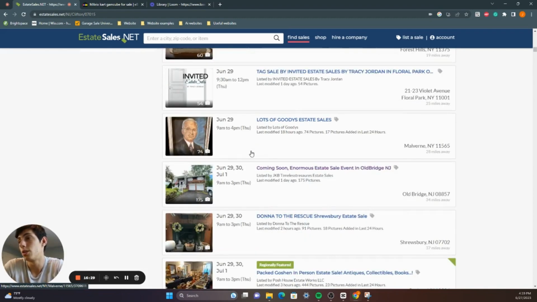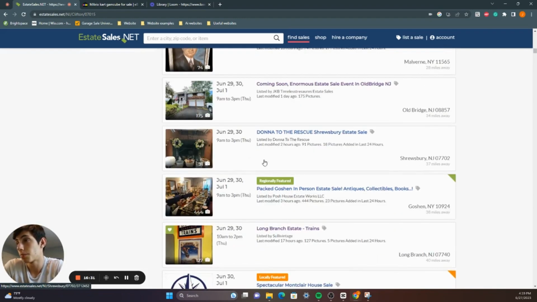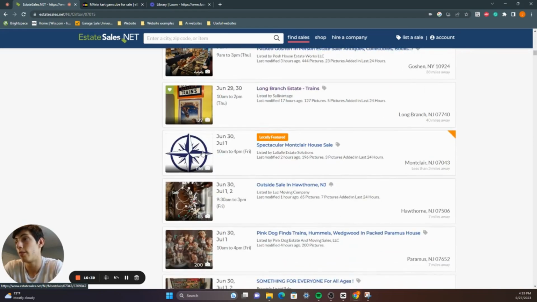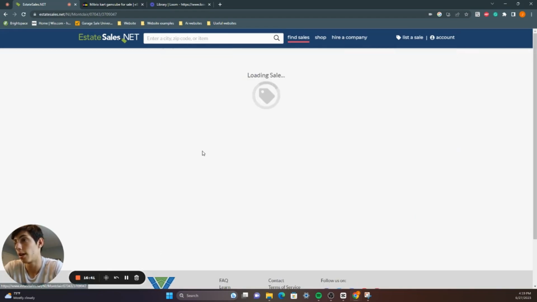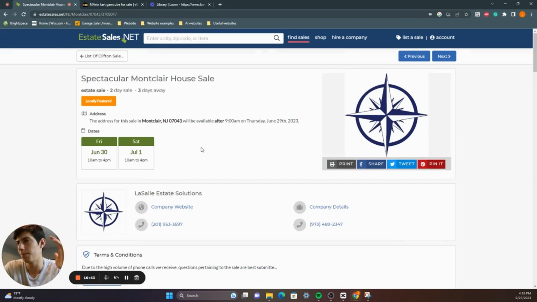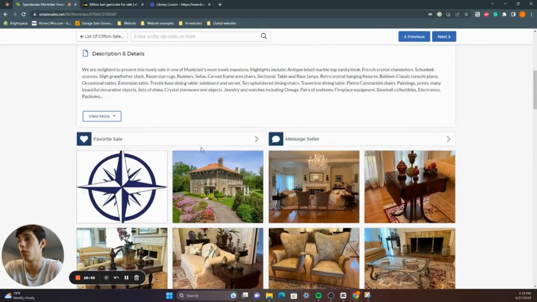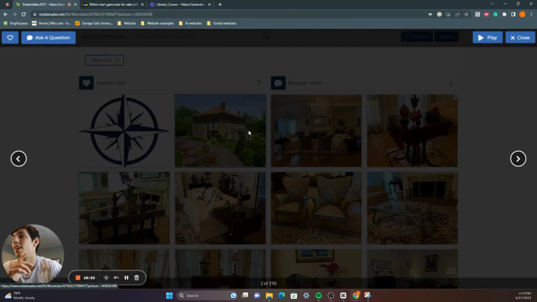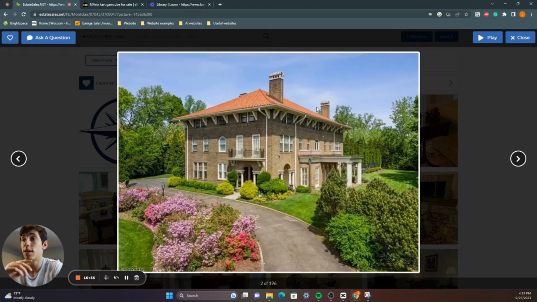So if I'm looking at the 30th, again, these started on a Thursday, so I would cross these out if I was just looking for a sale on Friday. Then the first one we have right here, Spectacular Montclair House. I would go through the pictures and determine whether it's a sale I want to go to. Something really interesting is a lot of the sales have pictures of the house on the first picture.